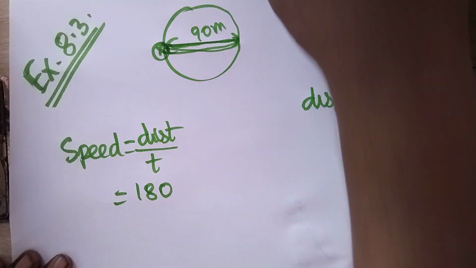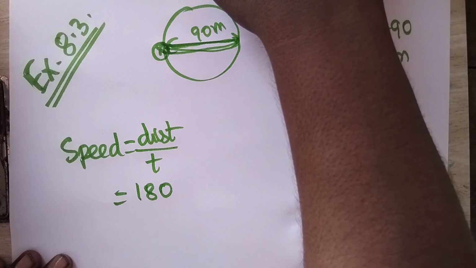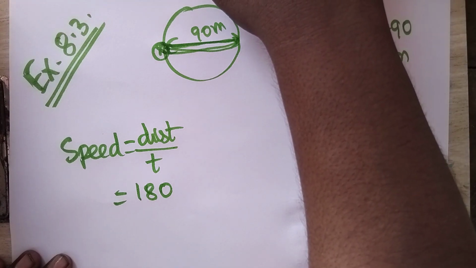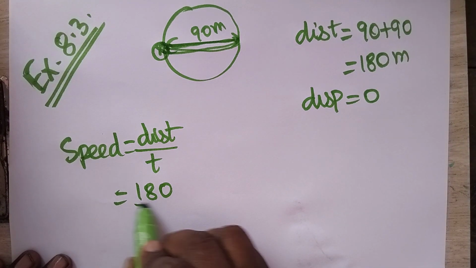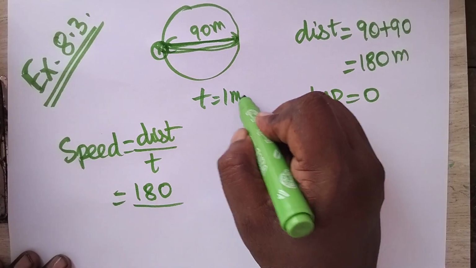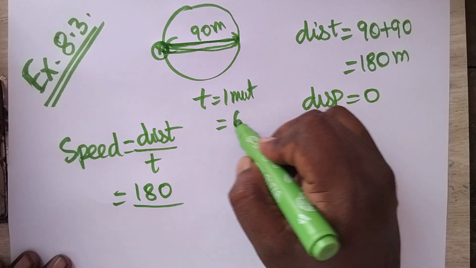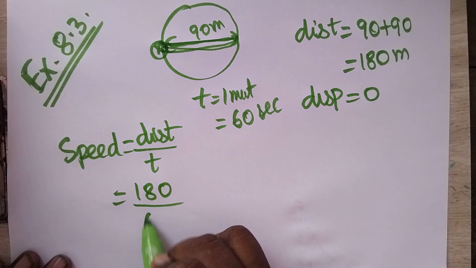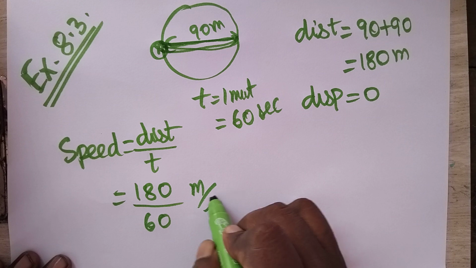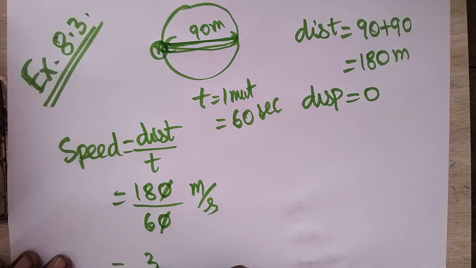Okay, she has taken 180 meters in how many minutes? She has taken 1 minute. So the time is 1 minute, and in seconds we can call it 60 seconds. 180 by 60 meter per second, cancel, 3 meter per second. It is going to be the speed.